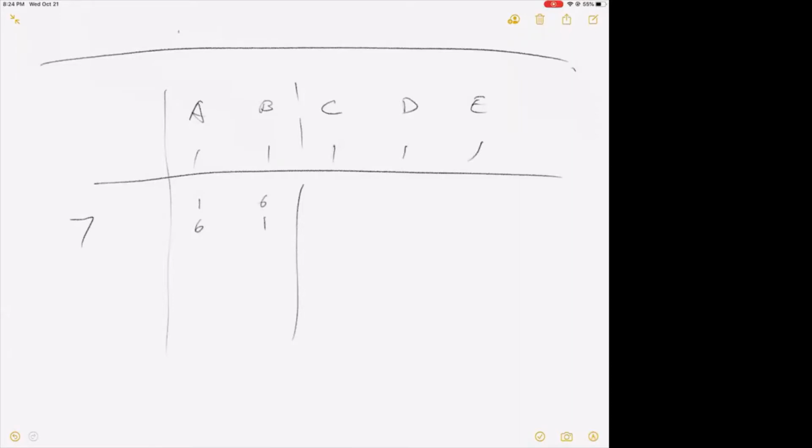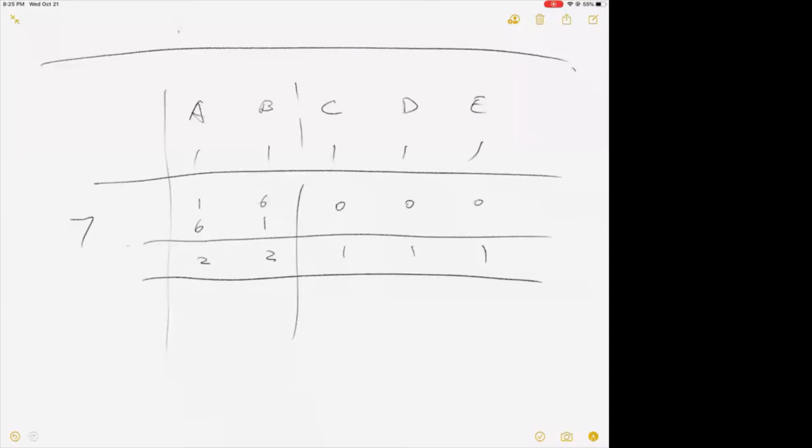And then you have, so that'll be 1 6, 6 1, 0 0 0, right? Yeah. And then you have 1 1. You can have the adults having 2 and 2. Which there's only 1 way, which is 1 1 1. So far you have 3 ways.